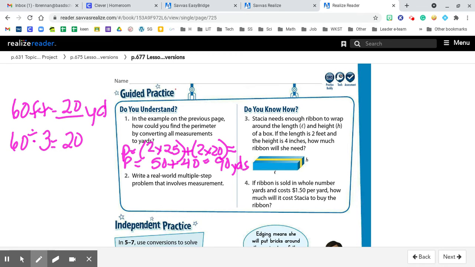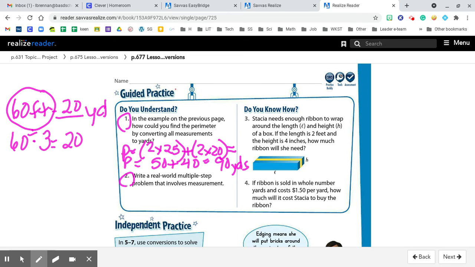Sometimes you're going to be told what they want the answer in. So in this problem, we're saying we want it in yards, so we're going to need to convert the foot measurement into yards and then solve. Write a real-world, step-by-step problem that involves measurement, and you can write anything you'd like. A 2 foot by 2 foot poster, what's the perimeter of it? You can put whatever you want in there.